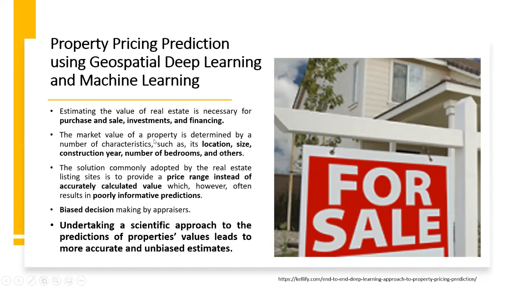The price of a property is determined by a number of characteristics like its location, size, construction year, number of bedrooms, and others. So when they are not able to predict properly, or when there is bias, they give a price range instead of an accurately calculated value, which results in poorly informative predictions. So this kind of human errors or bias or poor predictions we can eliminate by using deep learning methods to predict the prices of a particular patch of land.